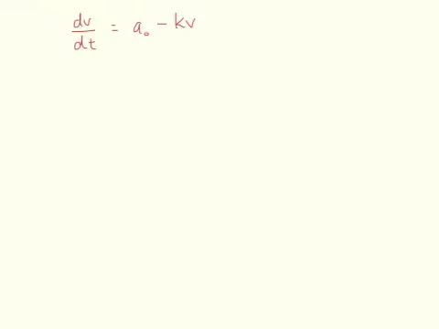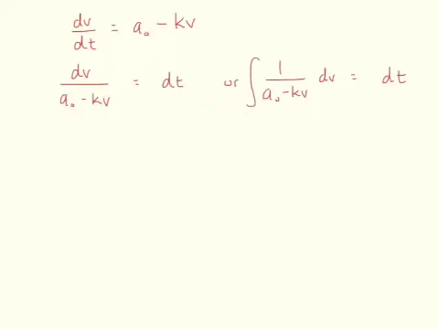So I've rewritten the equation, but I've replaced a with dv over dt. And then the next thing we need to do is separate the variables. So I've separated the variables where we have dv over a₀ - kv equals dt, or another way to write that would be 1 over a₀ - kv dv equals dt. And just like before, we're going to integrate both sides. So I have the integral of 1 over a₀ - kv dv equals the integral of, we can think of that as 1 dt.